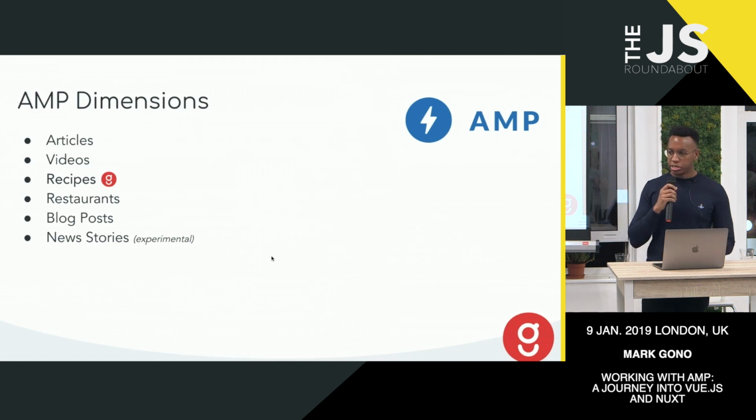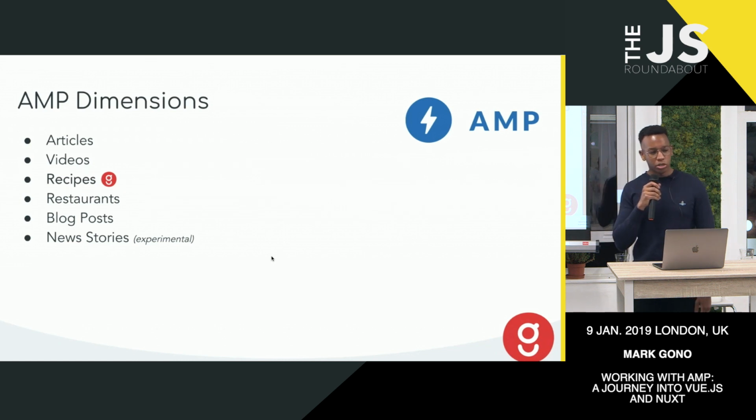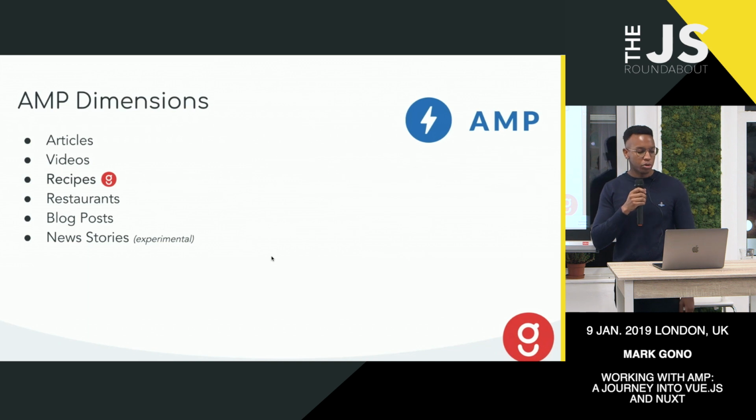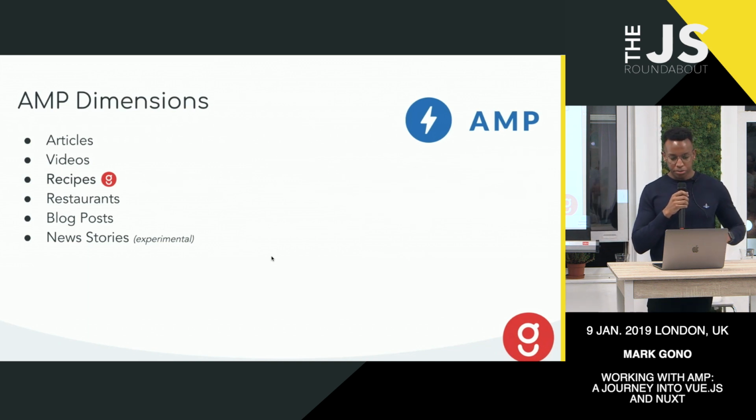Some of the other dimensions that AMP supports, for those of you in the room who work with these fields, it might be useful to look into AMP. So it supports articles, videos, recipes. For us, this was something that was enticing. Restaurants, blog posts, and they're also trying out stories, which are similar to Snapchat or Instagram stories. That's currently experimental.